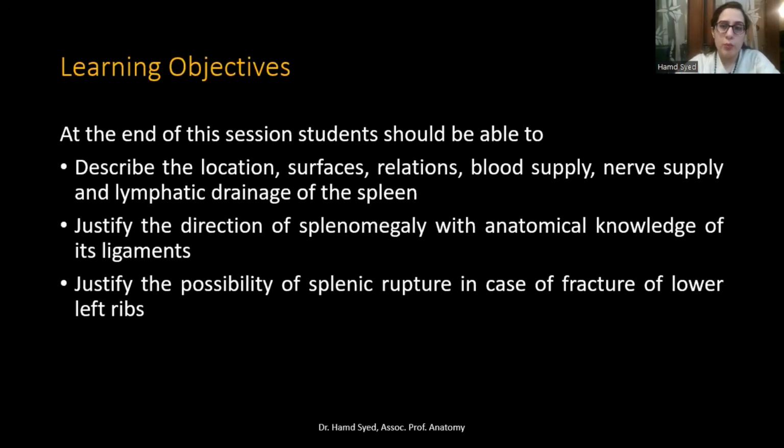Our learning objectives for today's topic are that we shall discuss the location, surfaces, relations, blood supply, nerve supply, and lymphatic drainage of the spleen. We'll also talk about splenomegaly and justify the direction of splenomegaly with anatomical knowledge of its ligaments. Also, we're going to justify the possibility of splenic rupture in case of fracture of the lower left ribs.